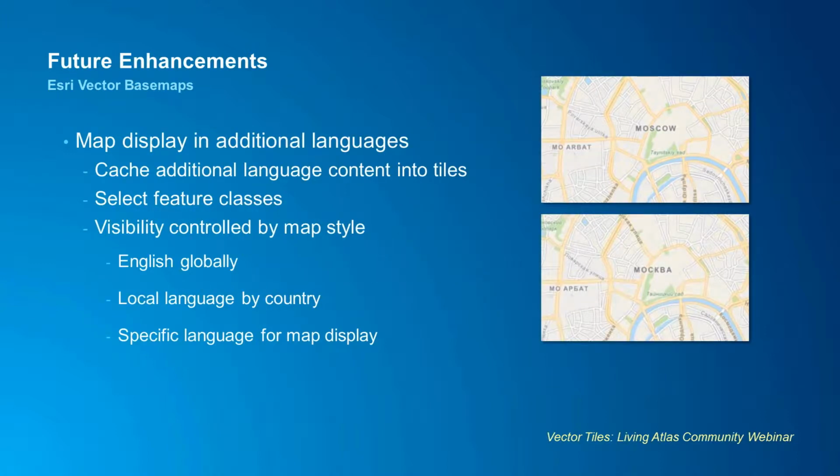The one point I talked about, the map display in additional languages: we will be adding additional languages into the tiles. They'll be for select feature classes, such as country names, major cities, water bodies, things like that. And the visibility will be controlled by the map style. Some of the options that will be available will be English language globally, local language displayed by country, as well as overall map display in a specific language. The initial release of these additional languages, we're looking at about 7 different languages.